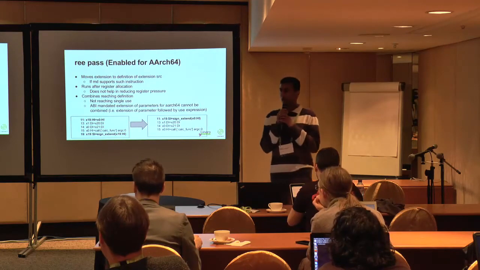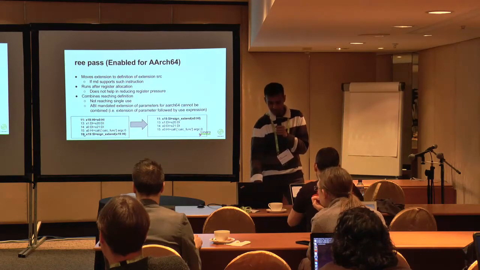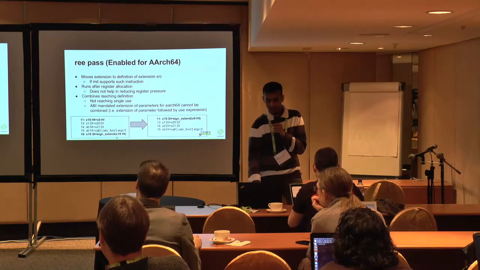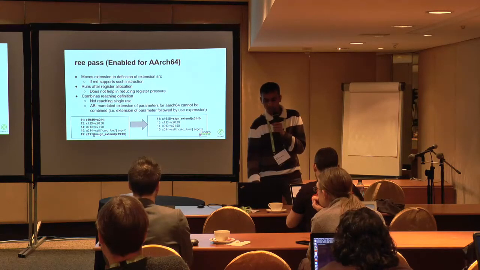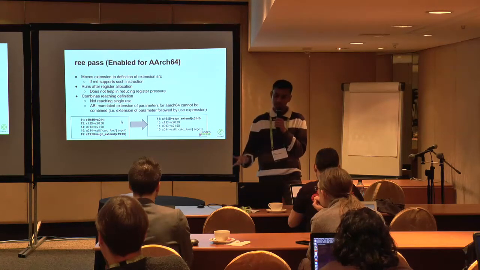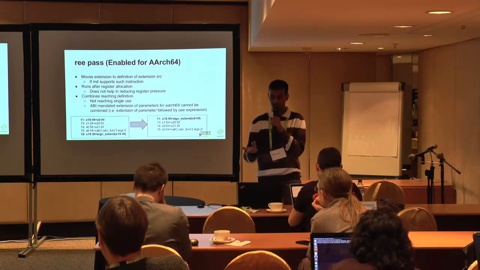This pass actually moves extensions to the definition of the extension source. So if you look at the example here, we have an extension at instruction 19, and the extension source is actually defined in instruction 11. It will try to move instruction 19 to 11 and combine them if, of course, the machine supports such an instruction and it's legal to do that.